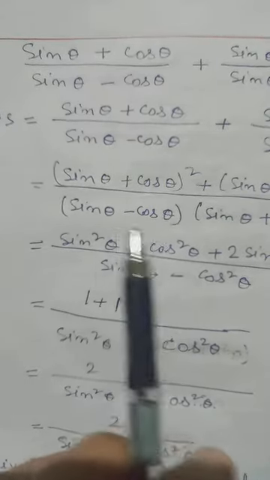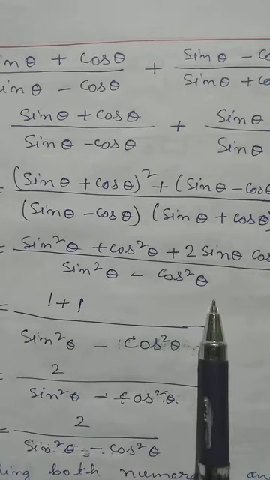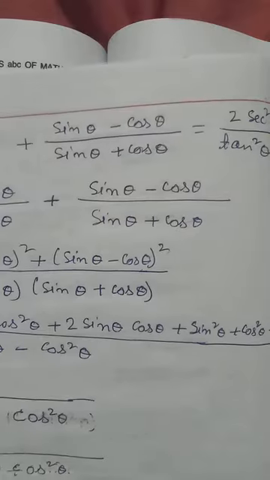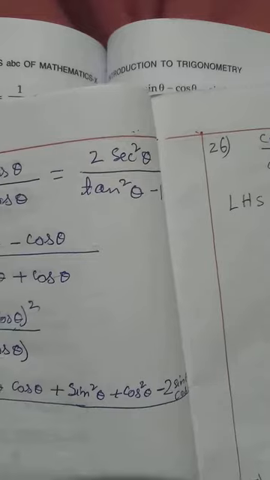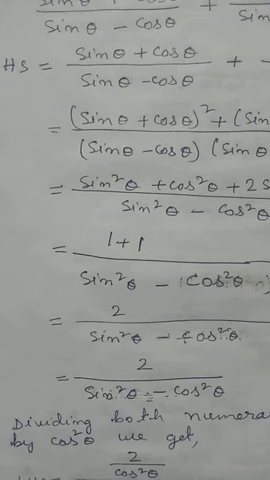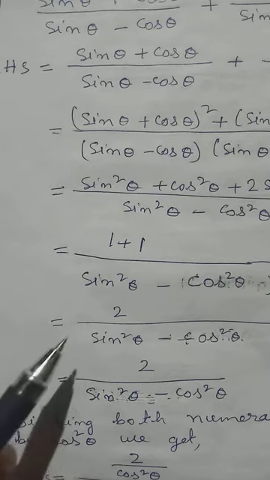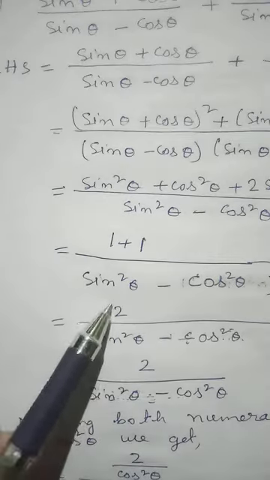Denominator, we have (a minus b)(a plus b). We can apply the formula a square minus b square. Then if we check the right hand side, we don't want sine, we don't want cos, we want tan. So what to do? We know from the relation that tan equals sine by cos. So since in the right hand side we want tan, that means what to do? We can divide both numerator and denominator by cos theta.